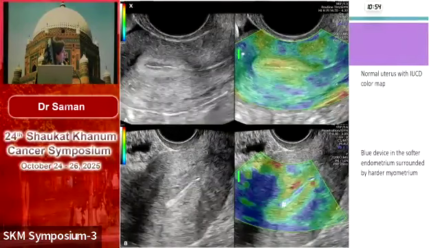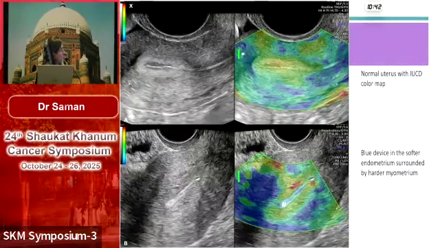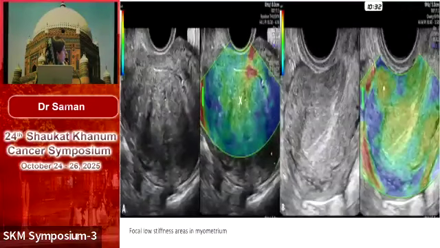This is a normal image in which you can see that a normal endometrium appears yellow to green, softer as compared to the surrounding blue myometrium, right? In this case, you can see that there is a blue line in between the endometrium. There was an IUCD, which was hard, which has higher stiffness. So it appeared blue, surrounded by normal soft endometrium and then by the stiff blue myometrium.